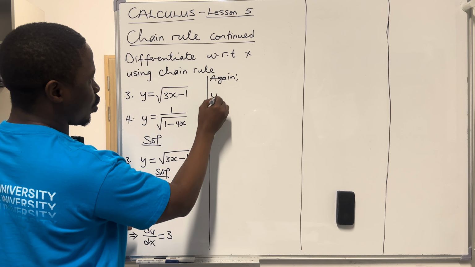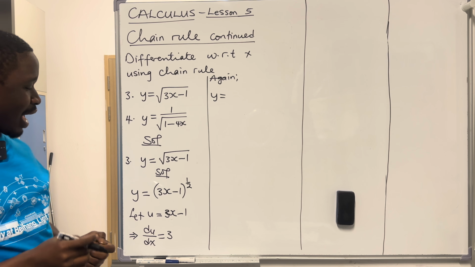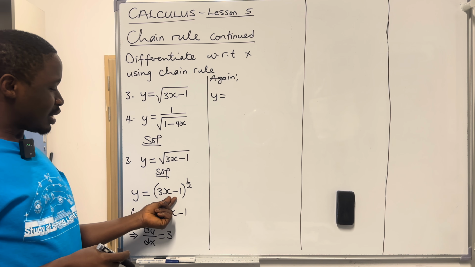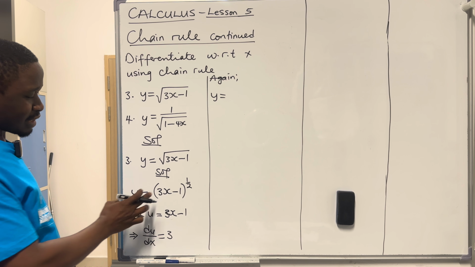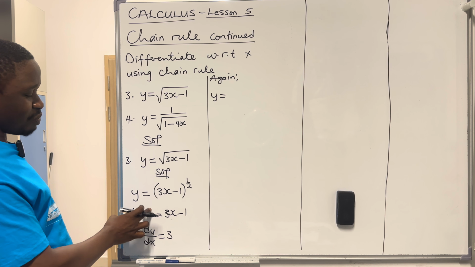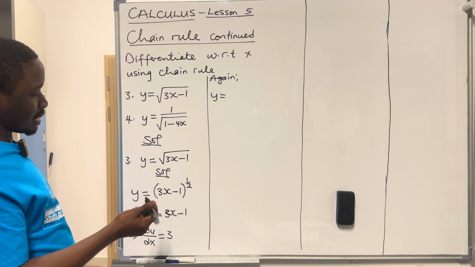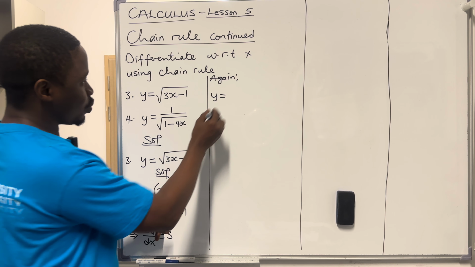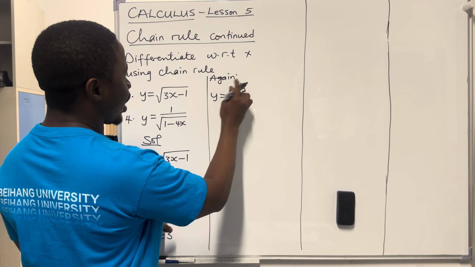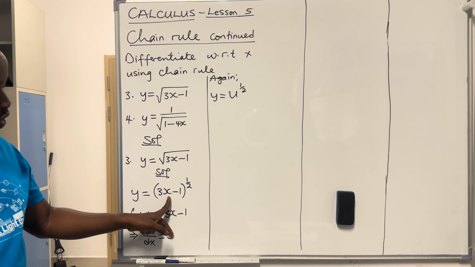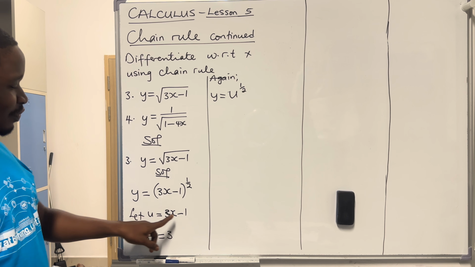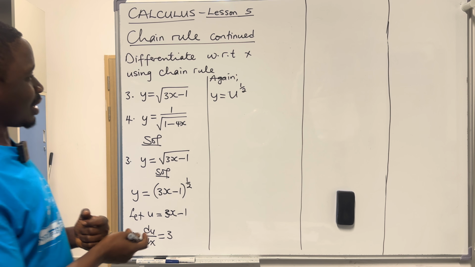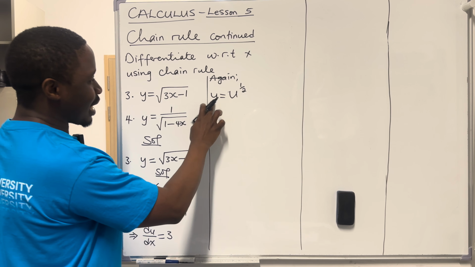Now, again, we actually have y equal to 3x minus 1 to the power of half. But we have decided already that 3x minus 1, let it be u. So what do we write instead? y equals u to the power of half. Why is it u? Because 3x minus 1, you and I have decided for it to be u. Okay, so it is now y against u.